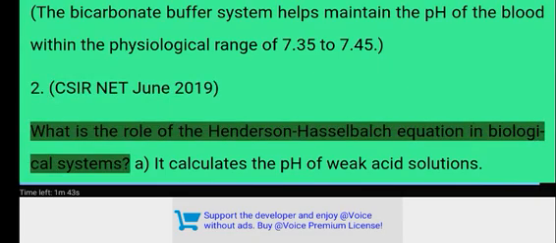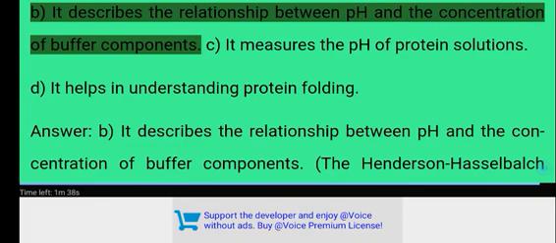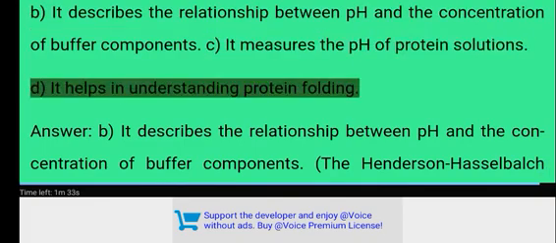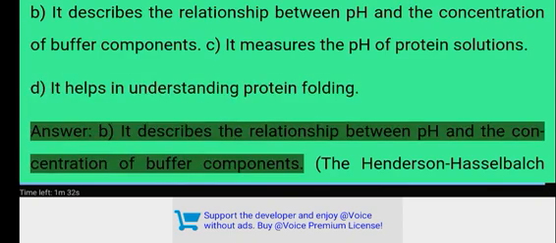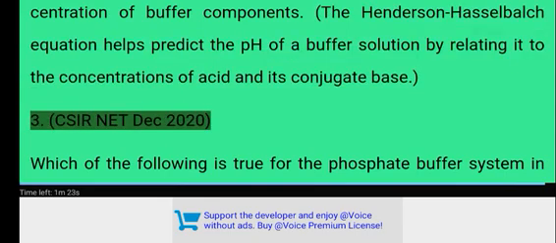2. CSIR NET June 2019. What is the role of the Henderson-Hasselbalch equation in biological systems? A. It calculates the pH of weak acid solutions. B. It describes the relationship between pH and the concentration of buffer components. C. It measures the pH of protein solutions. D. It helps in understanding protein folding. Answer: B. It describes the relationship between pH and the concentration of buffer components. The Henderson-Hasselbalch equation helps predict the pH of a buffer solution by relating it to the concentrations of acid and its conjugate base.